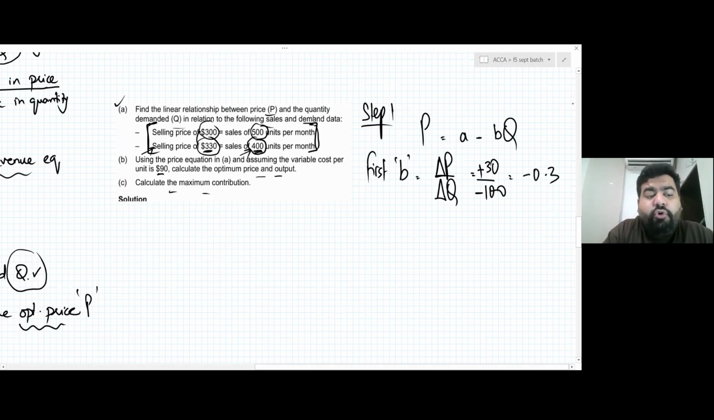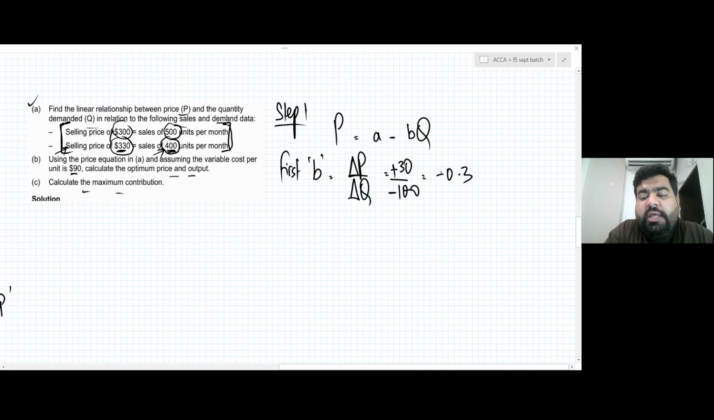But as I have told you, you have to ignore this minus, and you will write that B is 0.3. Simple. Your answer will always be negative, but you have to ignore it. Now your equation comes: P is equal to A minus 0.3Q. Now, after calculating B, we have to calculate A.